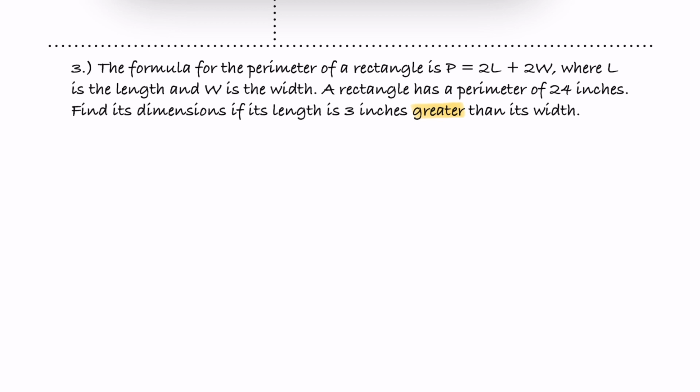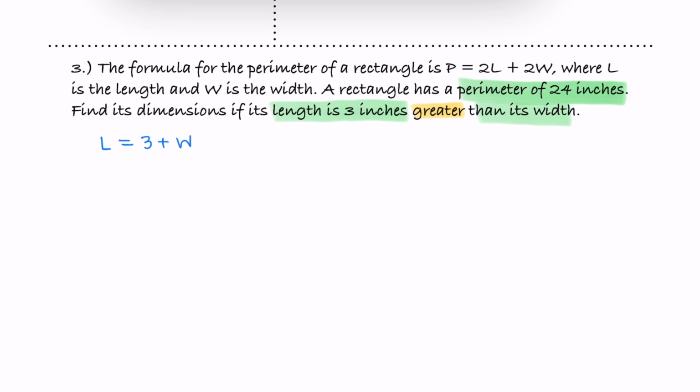So we're going to get started with this problem. We're given that the perimeter is 24 inches. We're also given that the length is 3 inches greater than its width. So with this information, let's first deal with this: length is 3 inches greater than its width. So it's telling us that length is 3 inches greater than its width.